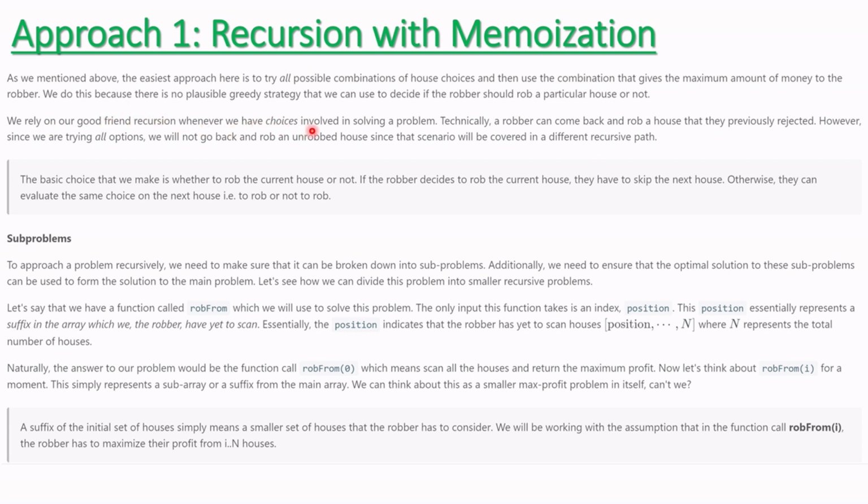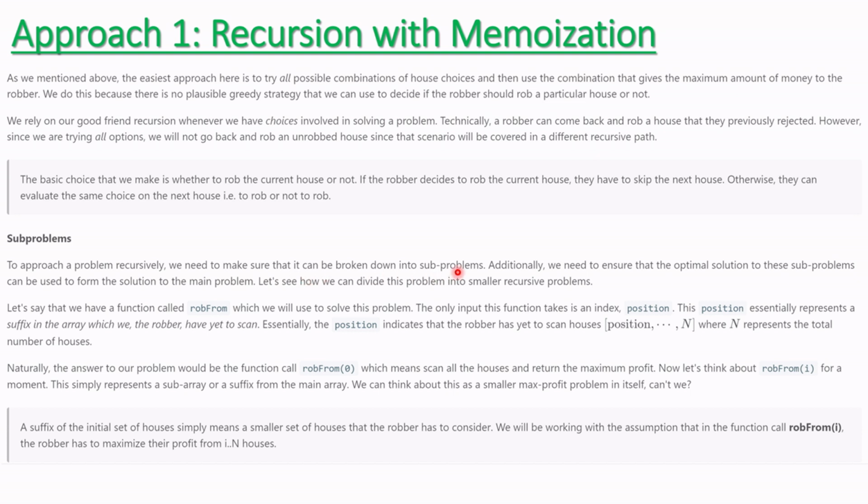Whenever we have a choice involved in solving a problem, technically a robber can come back and rob a house that they previously rejected. However, since we are trying all the options, we will not go back and rob an unrobbed house, since that scenario will be converted into a different recursive path. So the basic choice that we will make is whether to rob the current house or not. If the robber decides to rob the current house, they have to skip the next house. Otherwise, they can evaluate the same choice on the next house. To approach a problem recursively, we need to make sure that it can be broken down into subproblems.